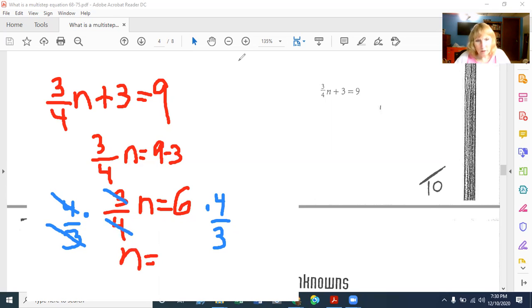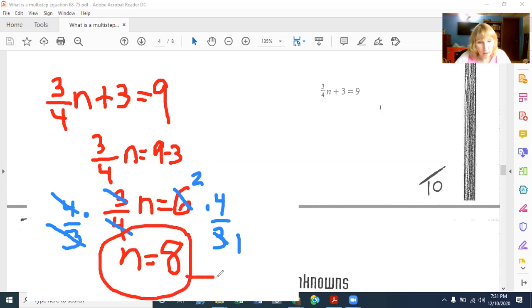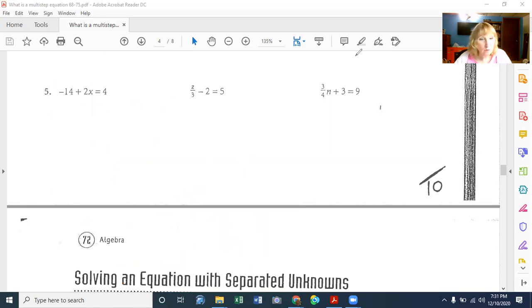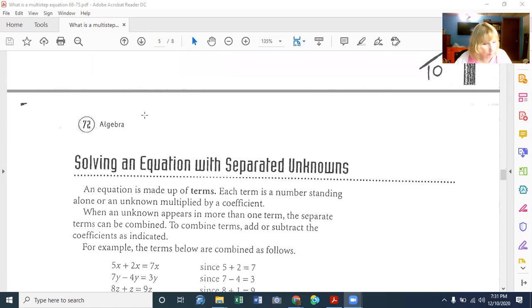So on this other side here, I'm going to cancel out my 6 into my 3 there. And this becomes a 1. So I really have 2 times 4 over 1, or just 8. So n equals 8. Now, if I wanted to check that, I could go ahead and put my 8 back into the equation, solve it, and see if I get 9 as my answer. Okay, that's page 71.